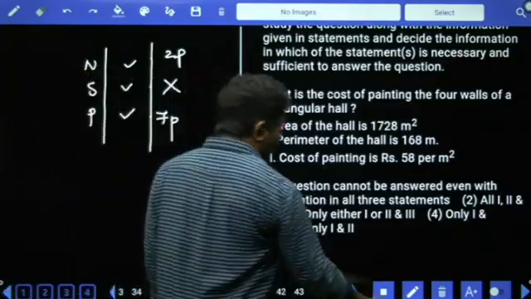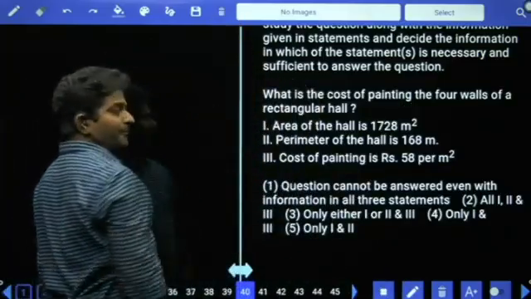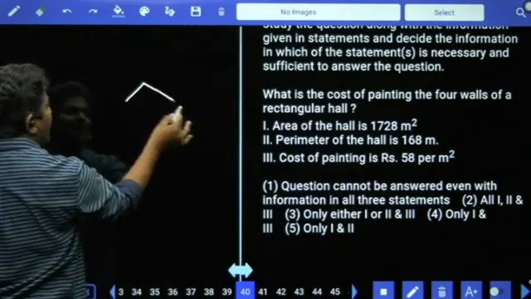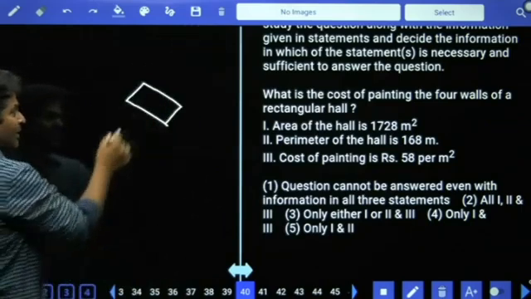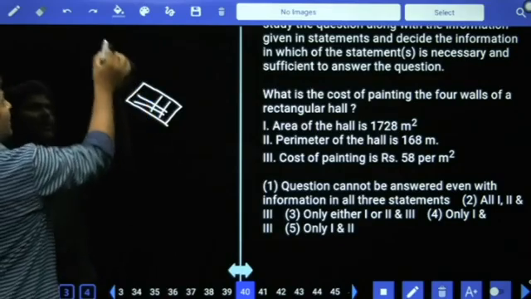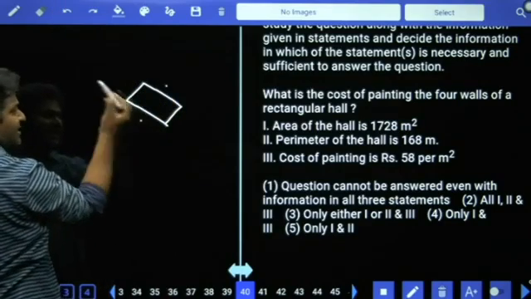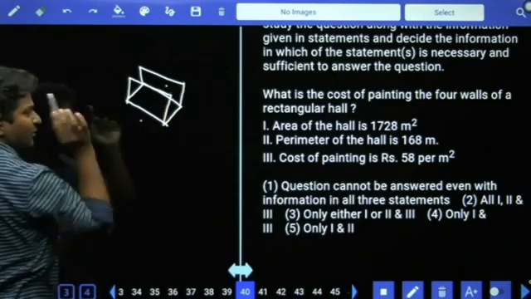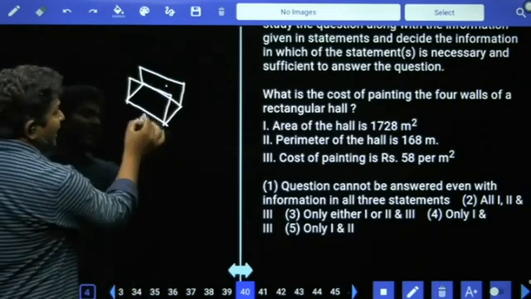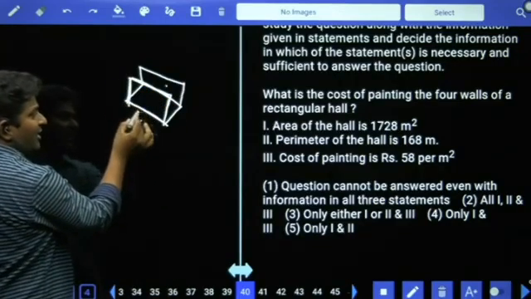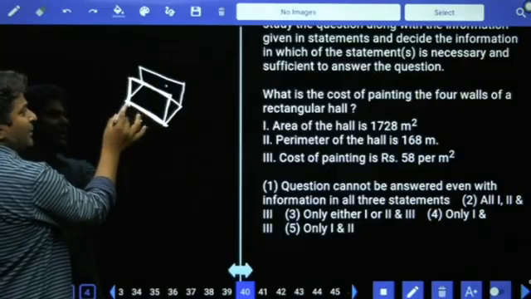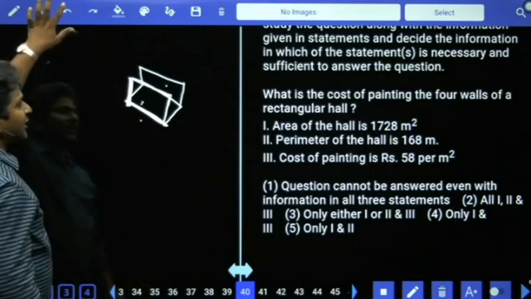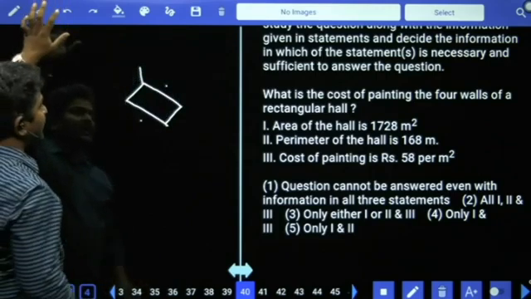What is the cost of painting 4 walls of a rectangular hall? 4 walls of a rectangular hall in the sense, for example, assume our rectangular hall is like this. This is the basement. Now, on the left side and right side we will have 2 walls. Similarly, you will have 2 walls. To calculate the area of this wall, it is length multiplied by height. So this is LH, the other side is also LH. So total it is equal to 2 into LH.